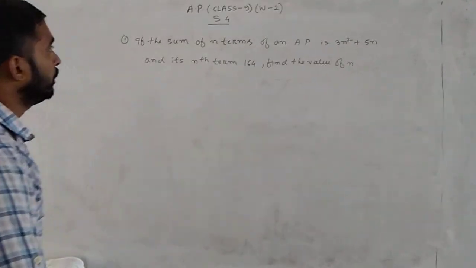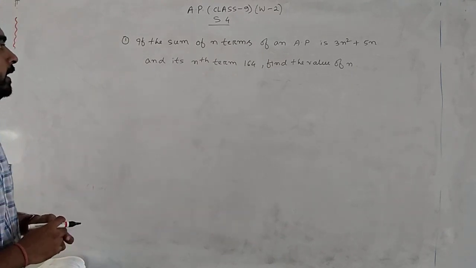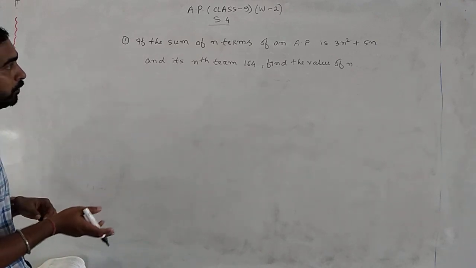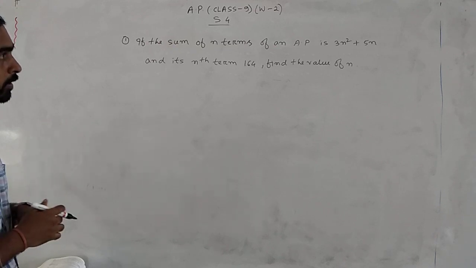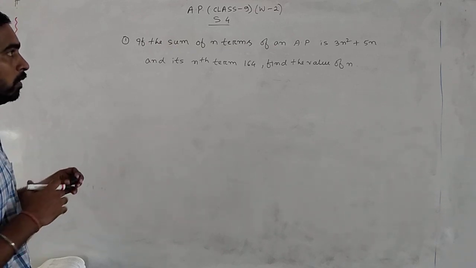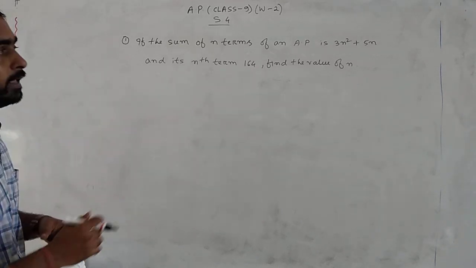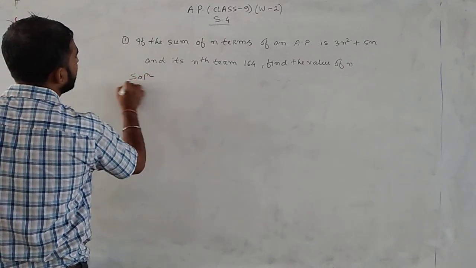If the sum of n terms is given as 3n square plus 5n and its nth term is 164, find the value of n. Okay, now here Sn is given and the value of an is given, and the question is to find the value of n. Now till now we did not get any relation between Sn and an. Now let me show you what is the relation between Sn and an.